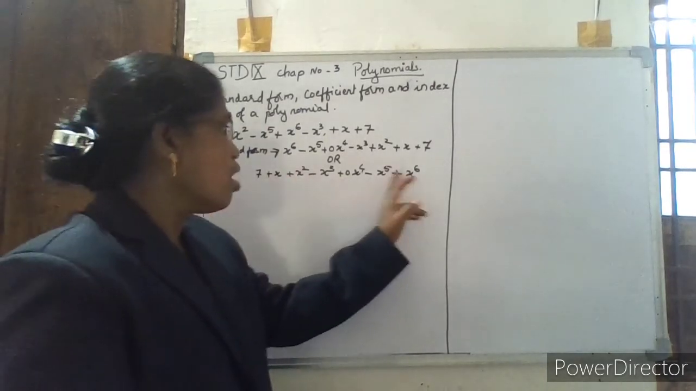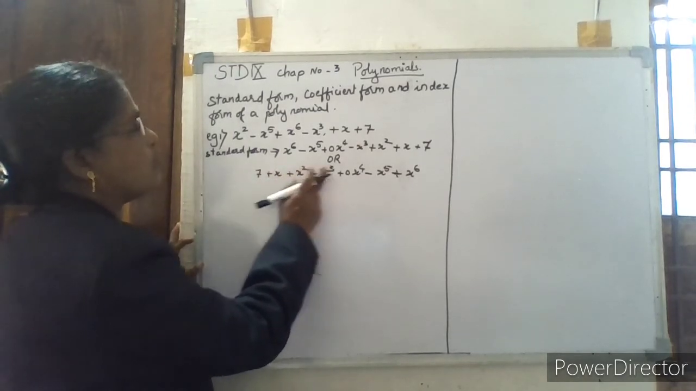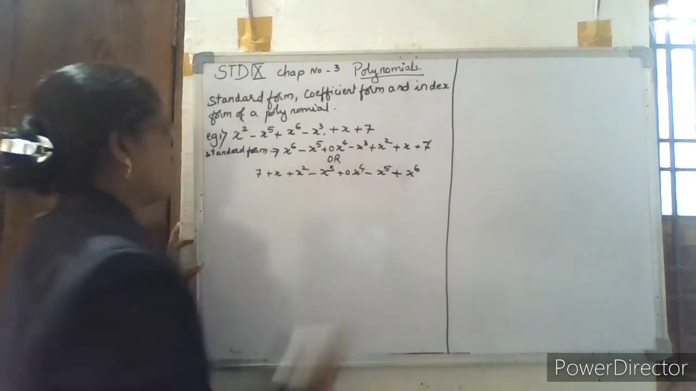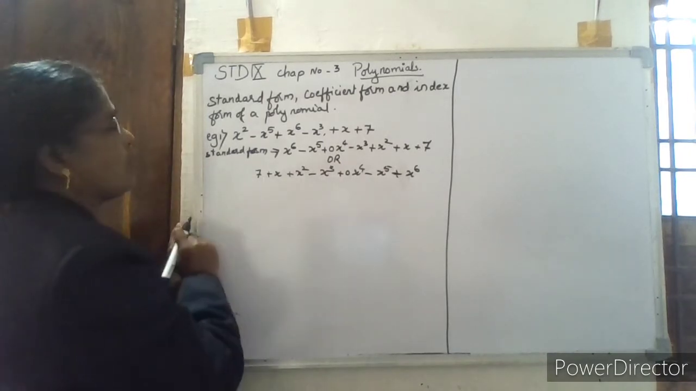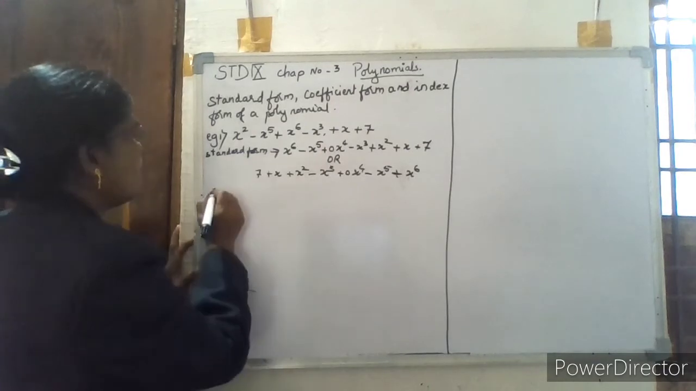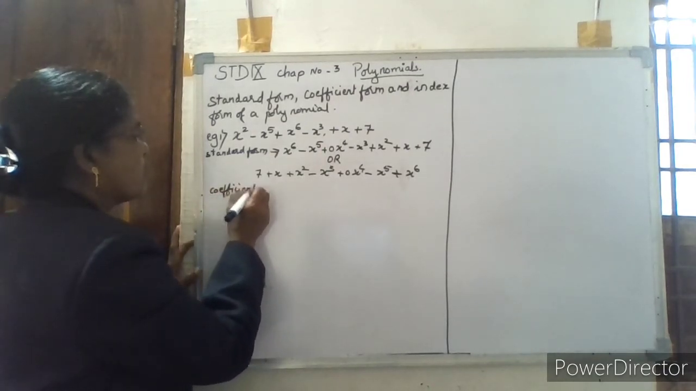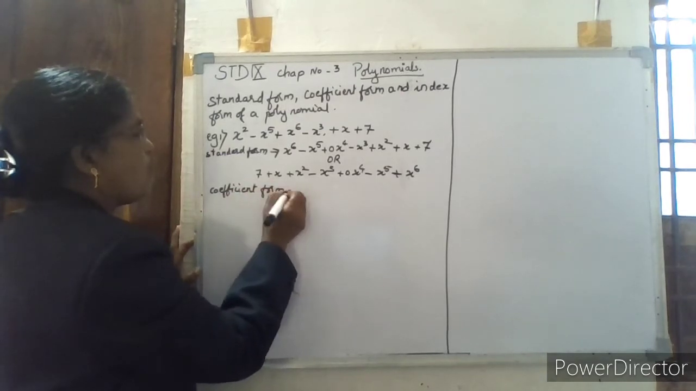Here the power of the variable is 0, 1, 2, 3, 4, 5, 6. So this is the standard form of writing our polynomial. Now we go with the coefficient form of a polynomial.